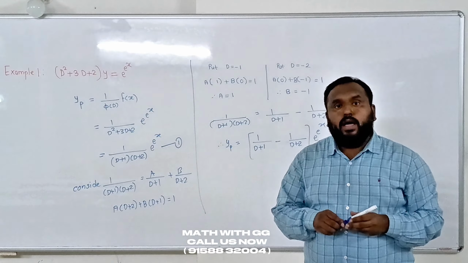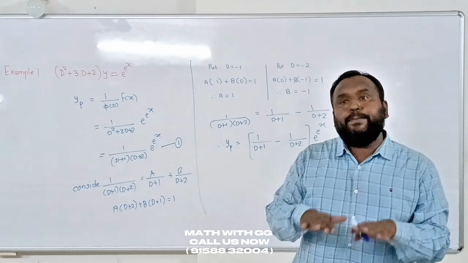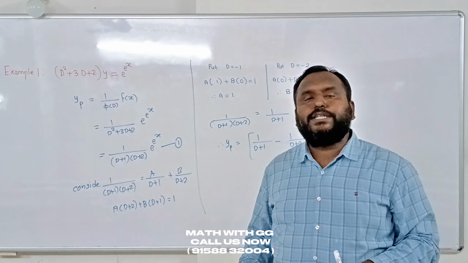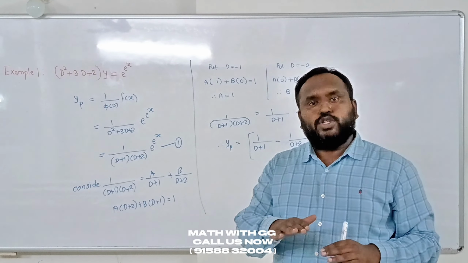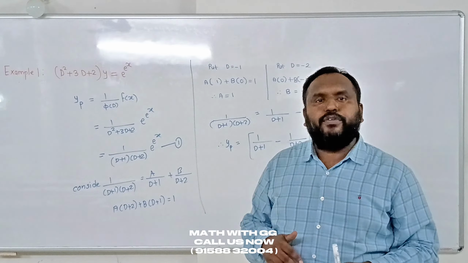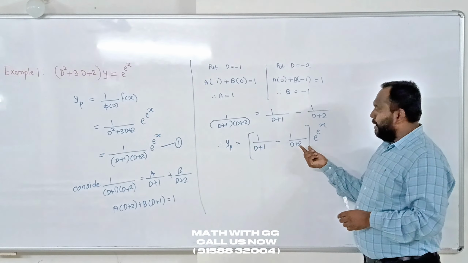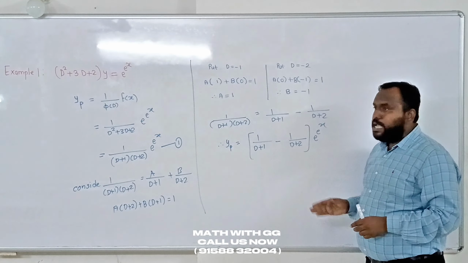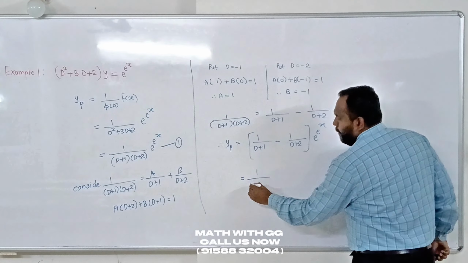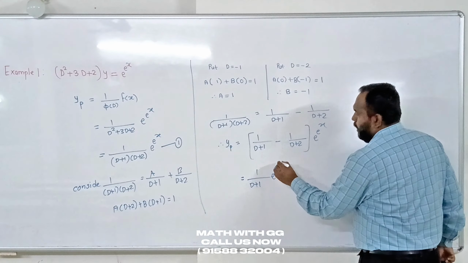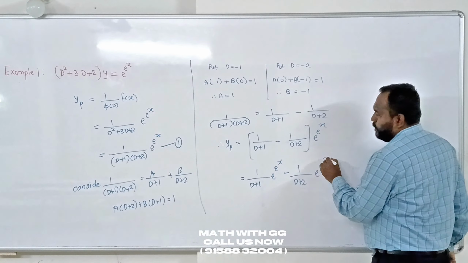If you are not aware of partial fraction, we have a separate detailed video on partial fraction on our channel. The link is given in the description so that you can watch the partial fraction video and come back to this step. So we get YP equal to 1 upon D plus 1 minus 1 upon D plus 2 e raised to x. Now we have to apply e raised to x to both the terms. So 1 upon D plus 1 e raised to x minus 1 upon D plus 2 e raised to x.